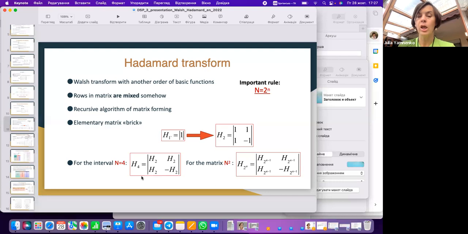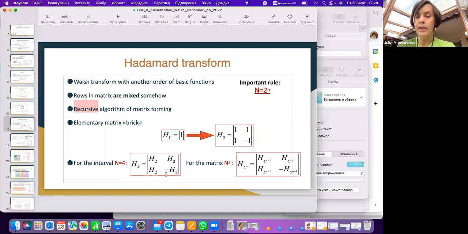But how to get it? We should memorize that we use a recursive algorithm. So using the previous dimension of the matrix, we are constructing the next one. And the logic is illustrated in the matrix H2. So we just take the previous matrix and put it in the first row and the first column. So when we're constructing H4, we put the previous matrix H2 in the first horizontal row and also in the first vertical column: H2, H2, and here H2, H2.